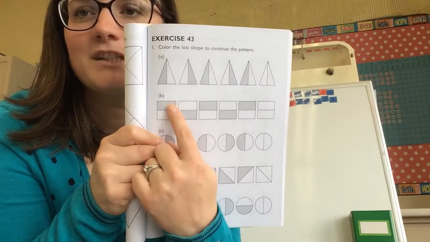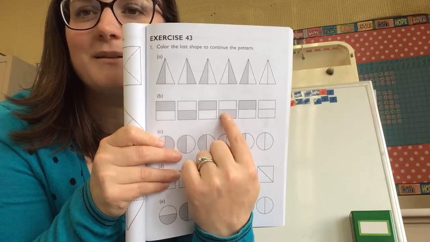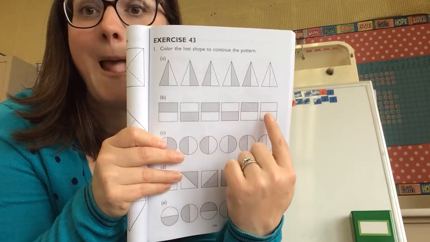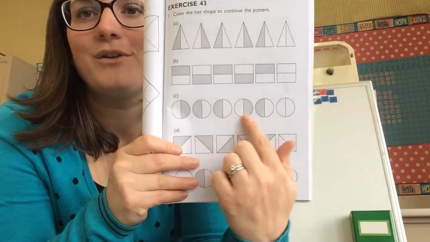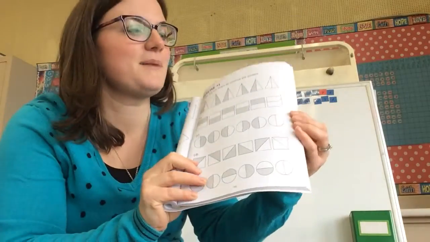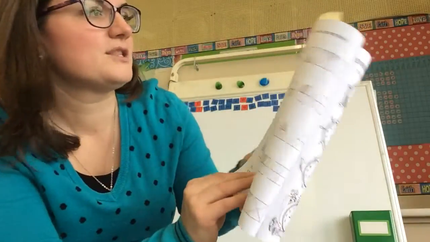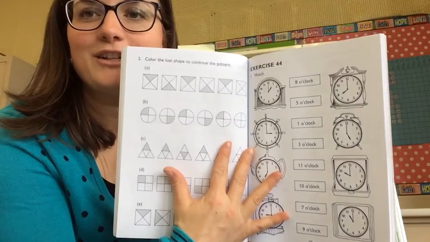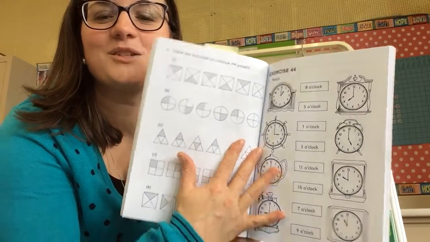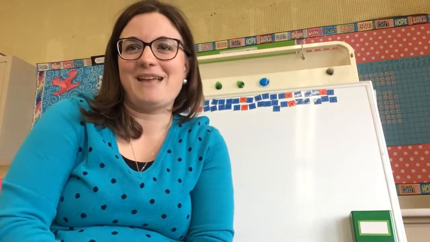Same thing here. Top, bottom, top, bottom, top, bottom. You'll color in the bottom one. The same with our circle, go across. You'll do this on this page, and you'll continue on the next page. So you're going to color in the last shape that completes the pattern. And so watch how you go there. So exercise 41 and 43 are what you're going to do today.